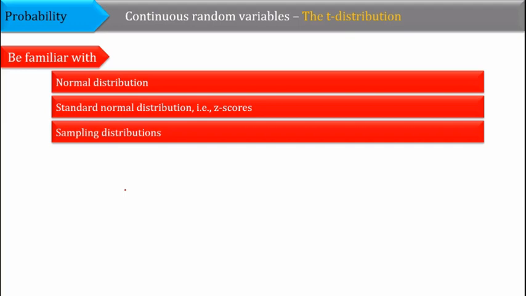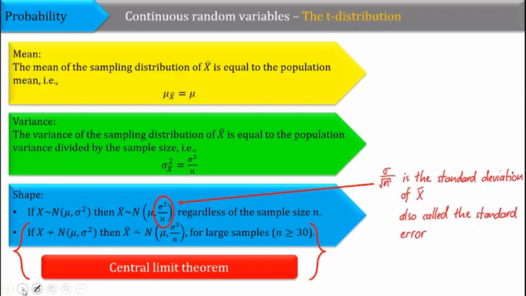Hi everyone. In this session, I'll be looking at what we call the T distribution. It is a special continuous distribution, which is very important in our current applications. But before we can continue, you need to be familiar with the normal distribution, the standard normal distribution, in other words, z-scores, and sampling distributions.